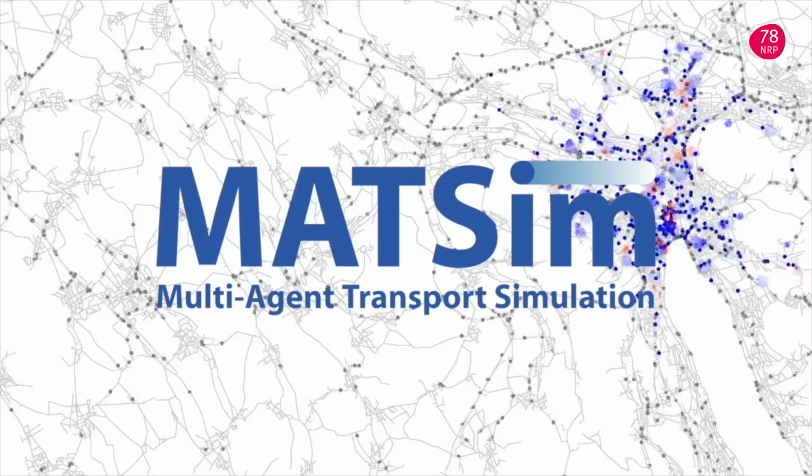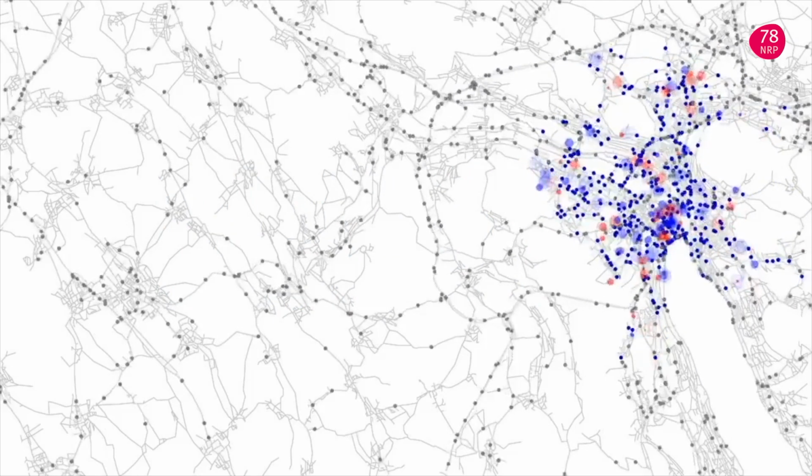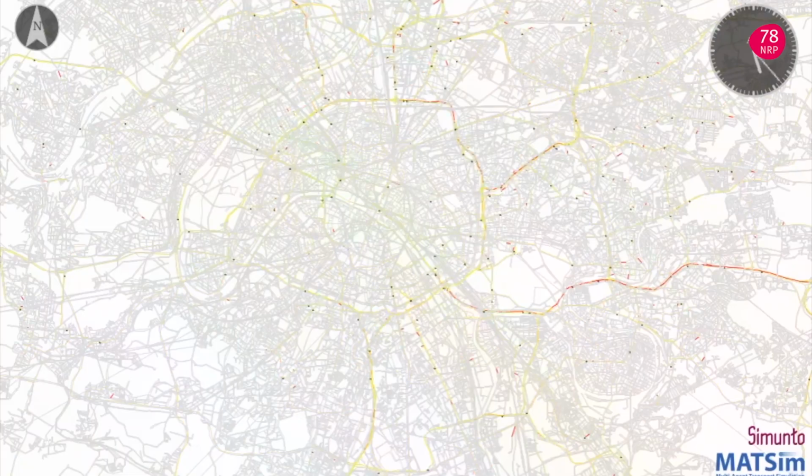Multi-agent transport simulation MATSim is a mobility simulation that we use at ETH to simulate the transport movements of the whole of Switzerland. These agents are digital copies of the individuals and the vehicles, and these interactions that we simulate in this system is what is basically creating the foundation for the epidemiological modeling afterwards.